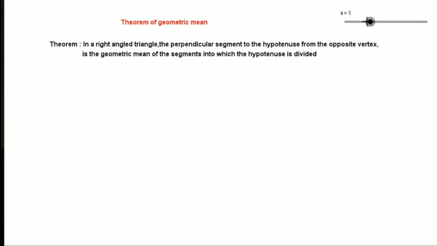Students, we have discussed theorems related to similarity and right angle triangles. Now the next theorem is the theorem of geometric mean. Before studying this theorem, let's see what geometric mean is, which you have studied in standard 9. Let's revise it in a few minutes.